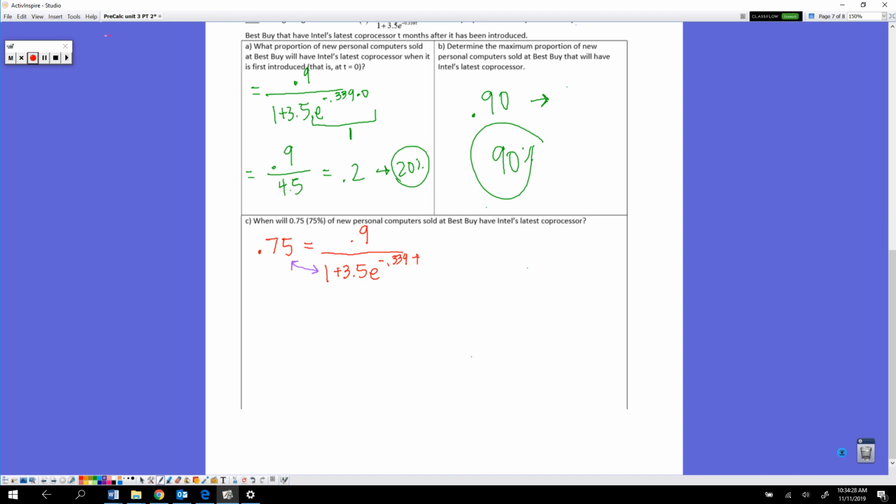You're going to really multiply by the bottom and then divide by that 0.75. So if you just switch them in one step, it kind of eliminates some of the writing. So I'm just going to do that. 1 plus 3.5 e to the negative 0.339t equals 0.9 divided by 0.75. You put that on the calculator, 1.2. So 0.9 divided by 0.75 is 1.2. Then I'm going to subtract 1 on both sides.